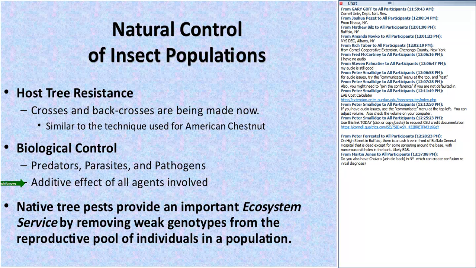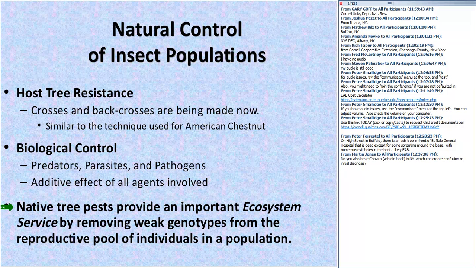If you don't have hope, what do you have? And let me tell you, it's very depressing, being a forest entomologist working on emerald ash borer. Another thing to realize is that native tree pests actually provide an important ecosystem service by removing weak genotypes from the reproductive pool of individuals in a population.